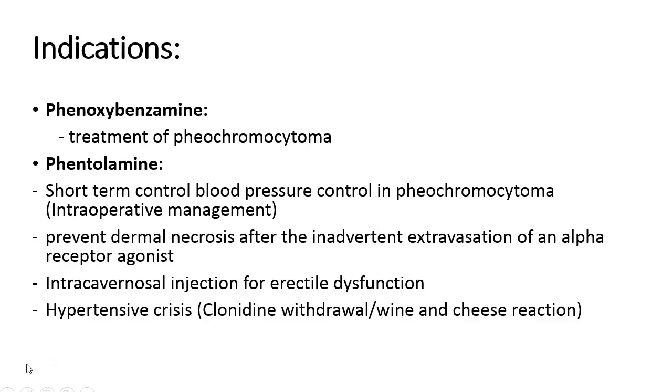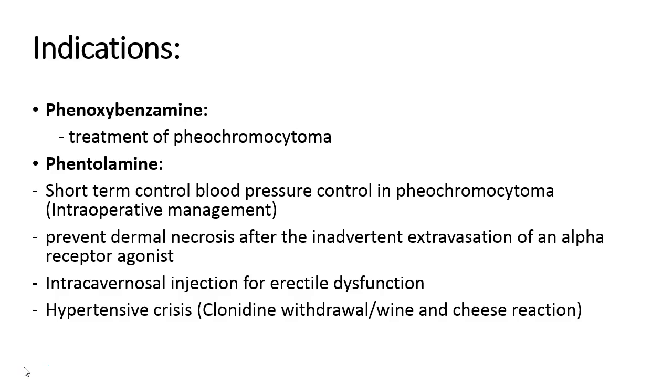Now, uses. As you know, phenoxybenzamine is a non-competitive blocker, and hence it's very long acting, and that's why it is the preferred drug for medical treatment of pheochromocytoma. Pheochromocytoma is an adrenal tumor releasing a lot of epinephrine, which is causing episodic increase in blood pressure. And this can be managed well with the help of phenoxybenzamine. The second drug in its class, phentolamine, because of its short-acting nature, is used for short-term control of blood pressure in pheochromocytoma and especially in intraoperative management.